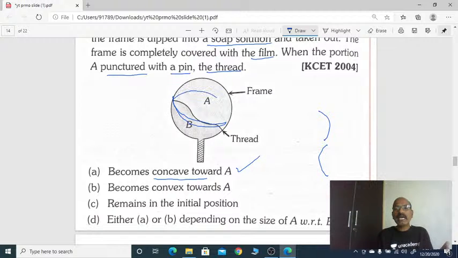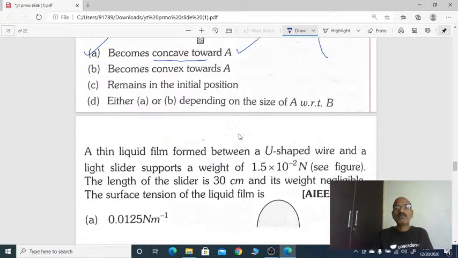It will go this side. Concave towards A is the right answer, the first option. The reason is the film tries to cover minimum surface area. That is why it will become a concave shape. It will pull inside. We'll move to the next one. Option A is correct.